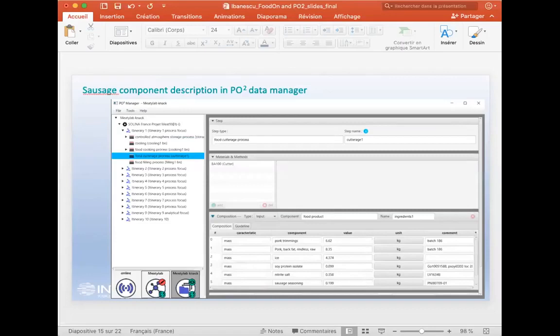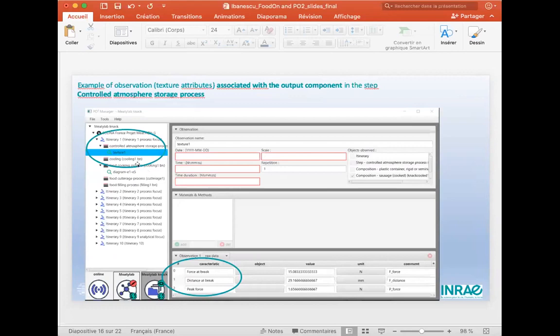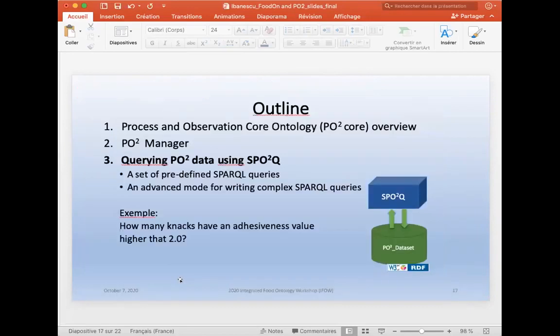When choosing the step here, food cutterage process, on the left, you can see the material used during the step. In this case, it is a cutter, and all the ingredients are named here as components, with the quantity and the unit for each one. When choosing the step controlled atmosphere storage process, there are observations for texture. And in this case, we have three observations with numerical values and units.